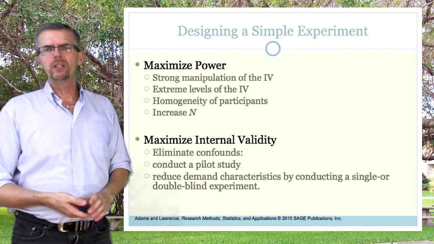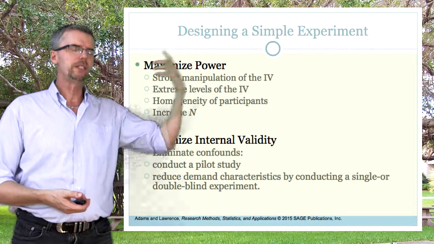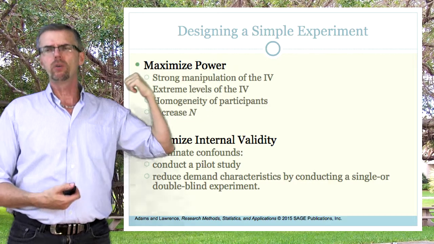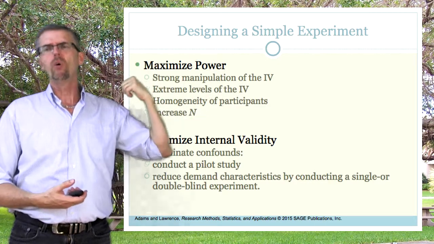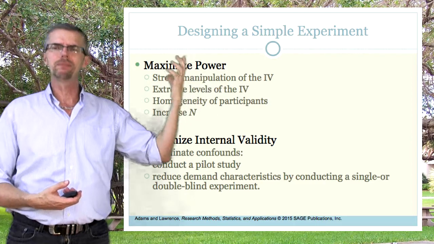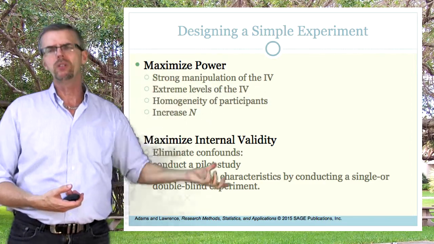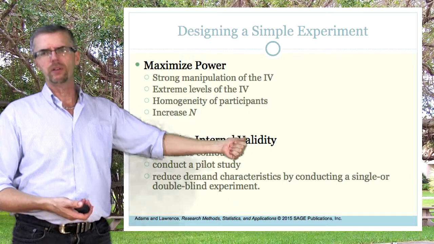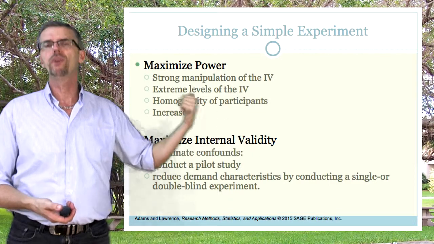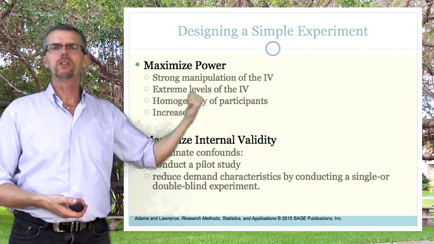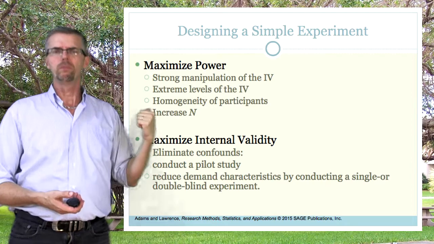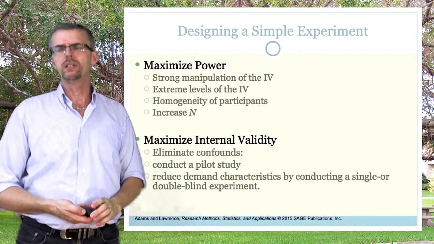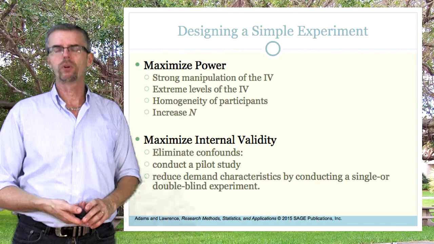Designing a simple experiment, if you want to maximize the power of the experiment, then you have a strong manipulation of the independent variable, or extreme levels of the independent variable, or you have an incredibly homogeneous group of participants, and you want to increase the number of participants. If you want maximum internal validity, on the other hand, you want to focus on eliminating the confounds. You want to conduct a pilot study to make sure that the direction you're going is affirmed, and you want to reduce the demand characteristics by conducting a single or double-blind experiment. These are things that were covered off in Chapter 8.